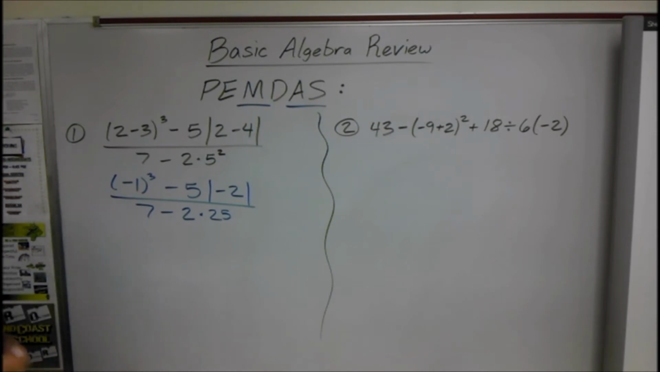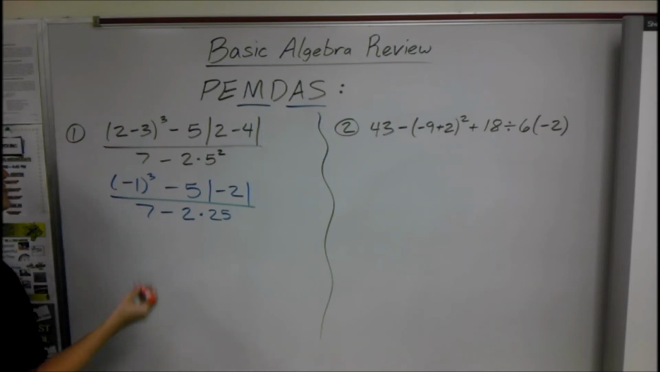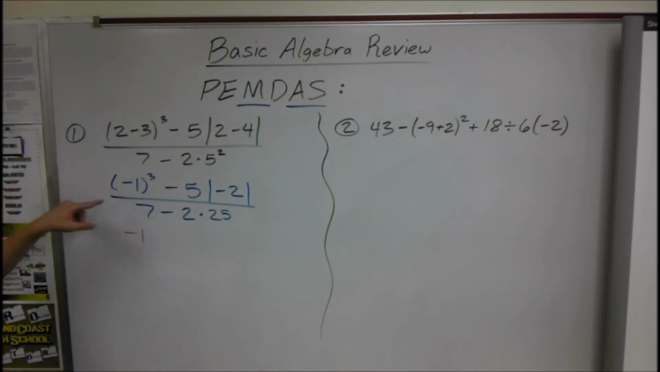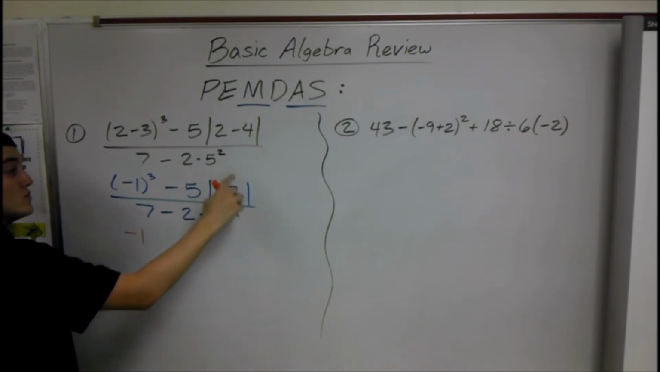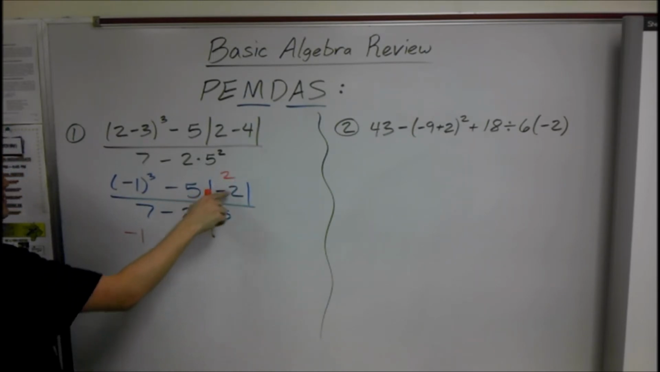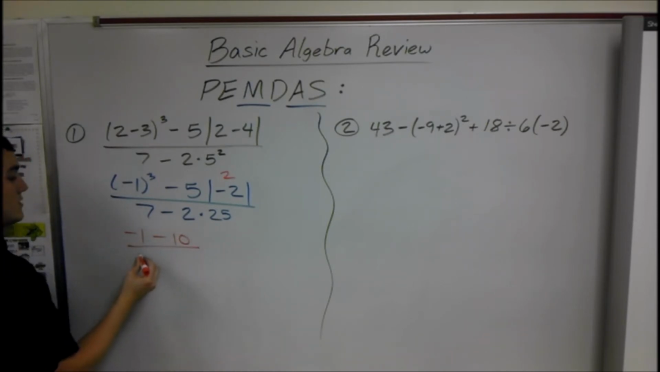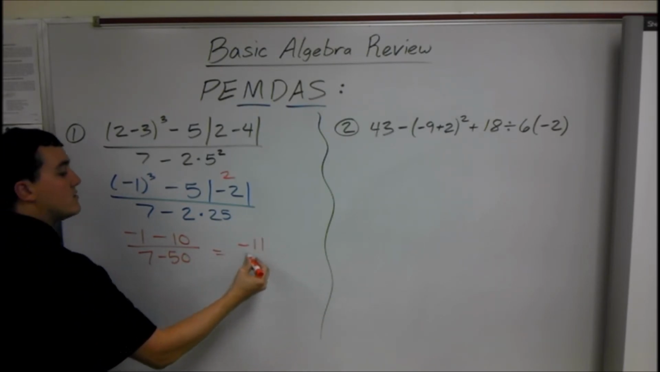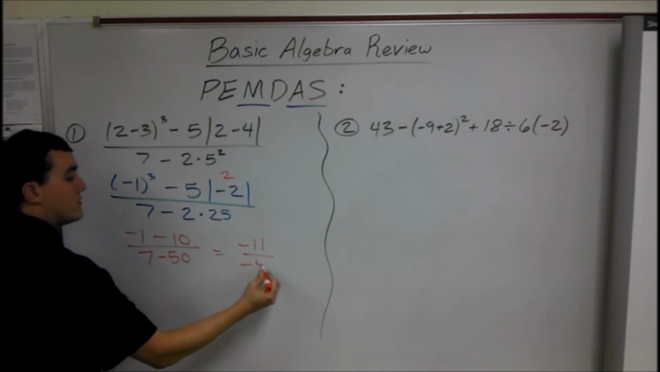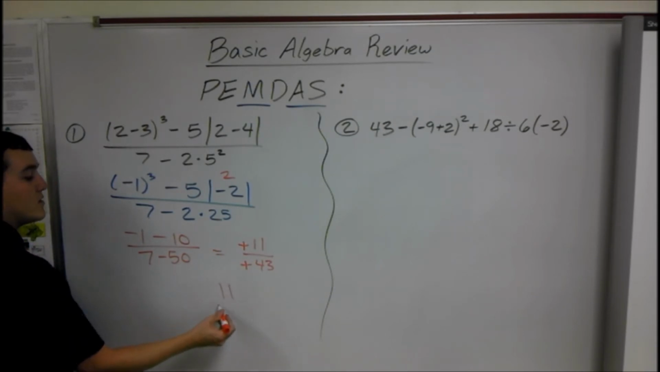So we continue on. Any exponents, anything separated by addition and subtraction, you could do. -1 cubed is -1, because -1 times -1 times -1. 3 negatives make a negative. Then we have -5 times just 2, right? This is 2 because absolute value makes it positive. So we have -10 over 7 minus 50, which equals -11 over -43. And 2 negatives make a positive. So our answer is just 11 over 43.